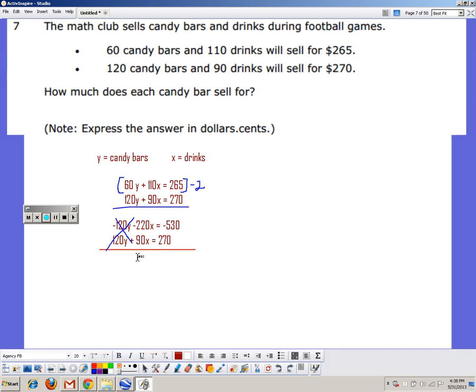That leaves us with negative 130x equals a negative 260. So that means to solve for x, we're just going to divide. So x equals 2. So that means our drinks are $2 each.